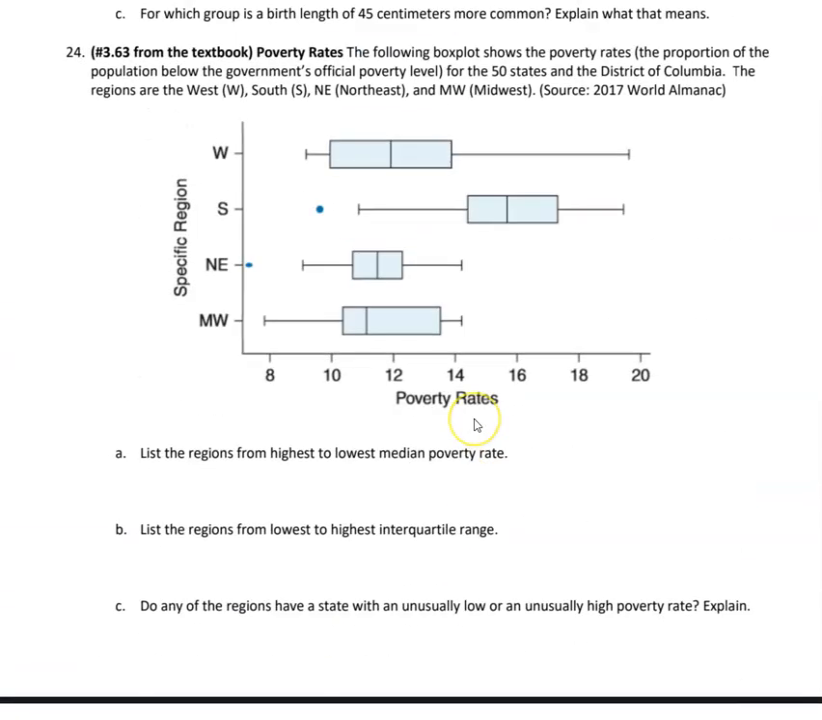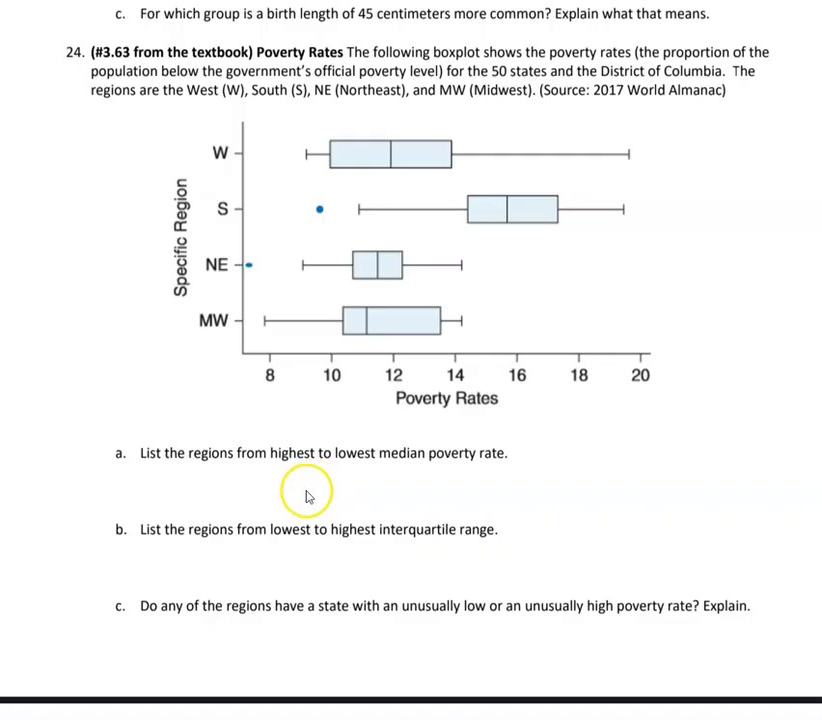I'm going to skip down to number 24, which is on box plots. I may not go through this whole question, but a couple of things I just want to point out. We are looking at comparing 4 different regions here and poverty rates: the West, the South, the Northeast, and the Midwest. And poverty rates, I assume these are percentages by region.